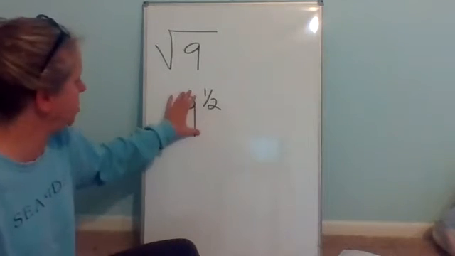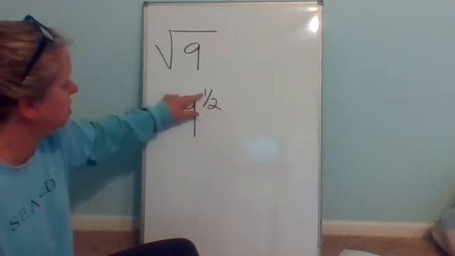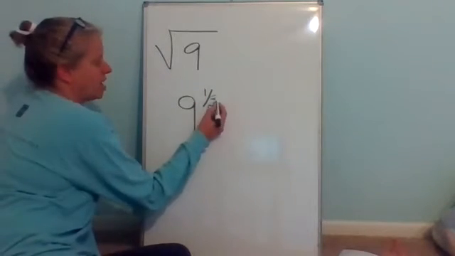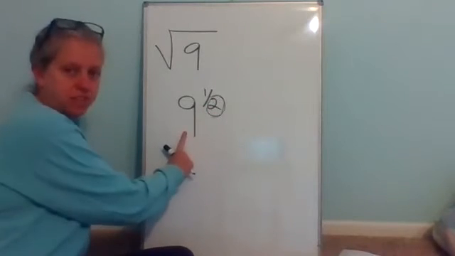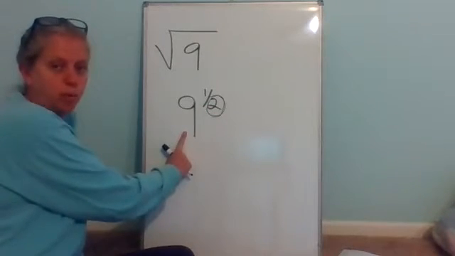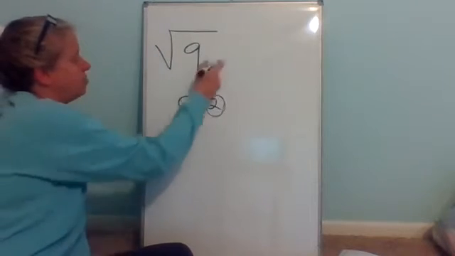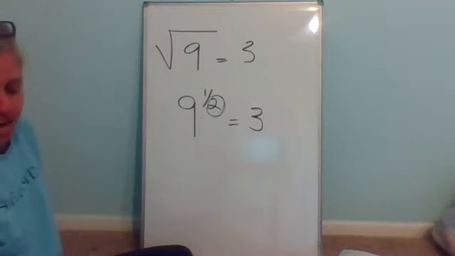If you're raising a number to an exponent, but that exponent is a fraction, and the top of that fraction is a 1, this number right here tells you what root you're taking of this. The second root is the square root. So that's why the square root of 9 and raising something to the 1/2 power is doing the same thing.